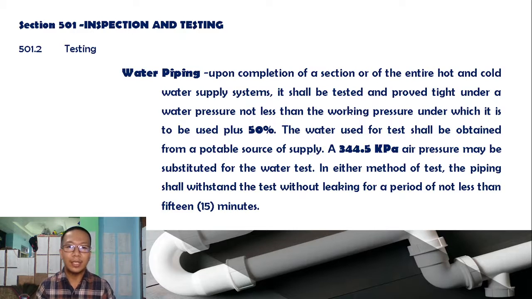So, in either of the two, the pipe system or piping shall withstand without leaking for a period of not less than 15 minutes. It should not leak for at least 15 minutes. Once it passes 15 minutes, good.